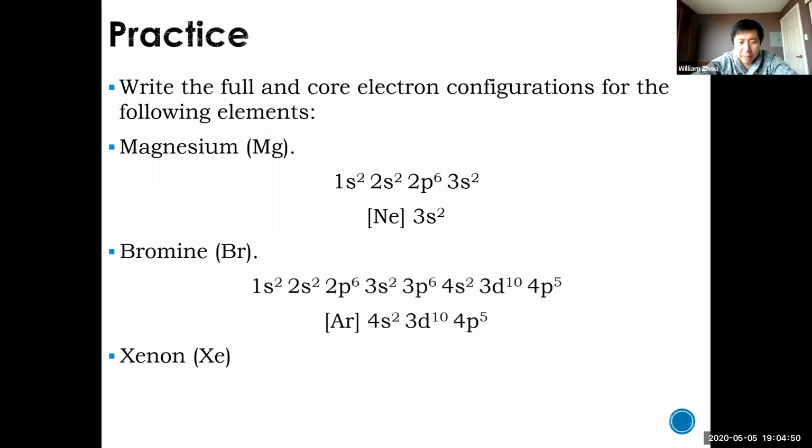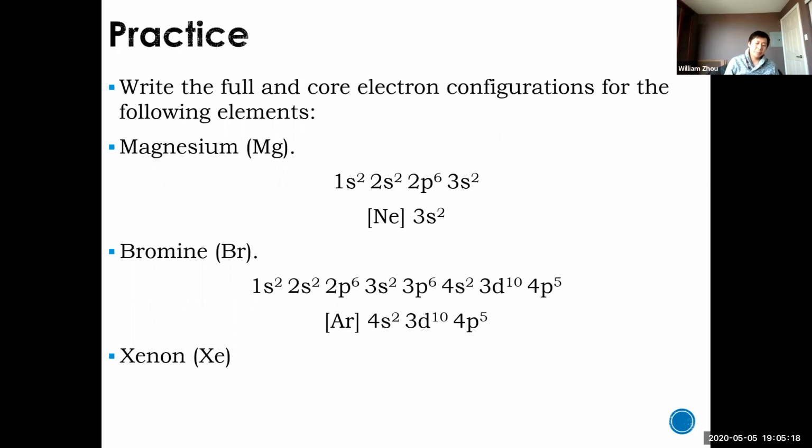Bromine, if you write it out in full, it goes from 1s2 all the way to 4p5. Again, don't forget the 3d. Some people will tend to forget that. The noble gas that comes before bromine is argon, so you can omit all the way up to 3p6, that's argon. And then what comes next is 4s2, 3d10, and 4p5. So that is shorter than the full notation.